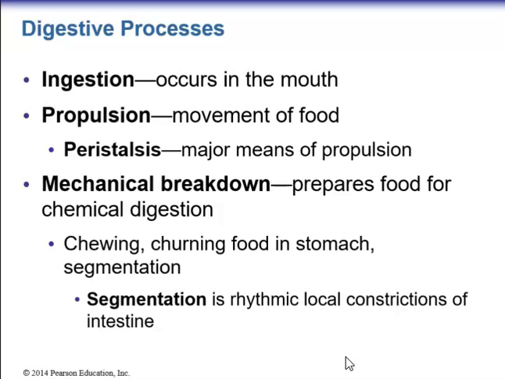Then we have mechanical digestion or mechanical breakdown. This prepares food for chemical digestion. It involves chewing, churning food in the stomach, as well as segmentation. Segmentation is just a rhythmic local constriction of the intestine to move food around and allows for the increase of surface area for absorption.